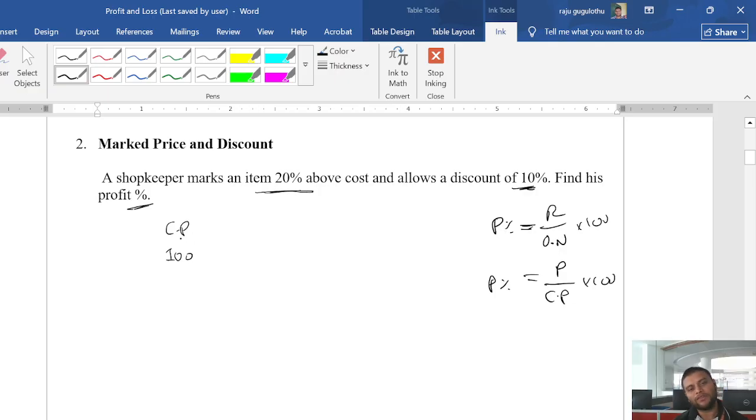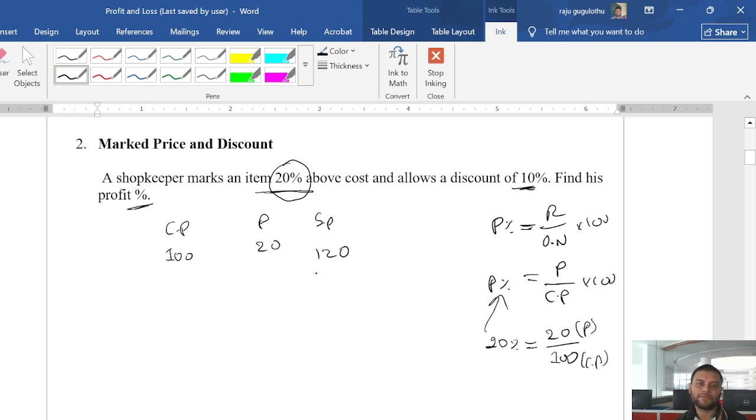And I'll tell you one more point, guys. Here they have given us 20%, right? So 20 percentage can be written as 20 by 100. So I can say profit is 20 rupees and 100 is CP, cost price, from the above comparison. So I am taking cost price as 100 rupees here, profit is 20 rupees, then selling price will be 120 rupees.